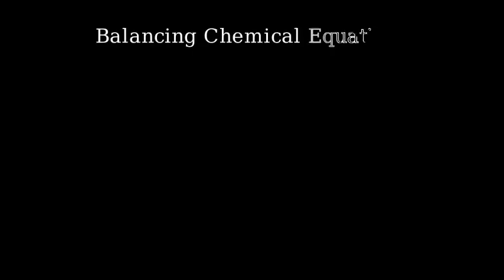Welcome to our lesson on balancing chemical equations, using the reaction between phosphorus and chlorine to create phosphorus pentachloride. Chemical reactions need to be balanced to comply with the law of conservation of mass, which ensures that the number of atoms of each element in the reactants equals the number of atoms in the products.